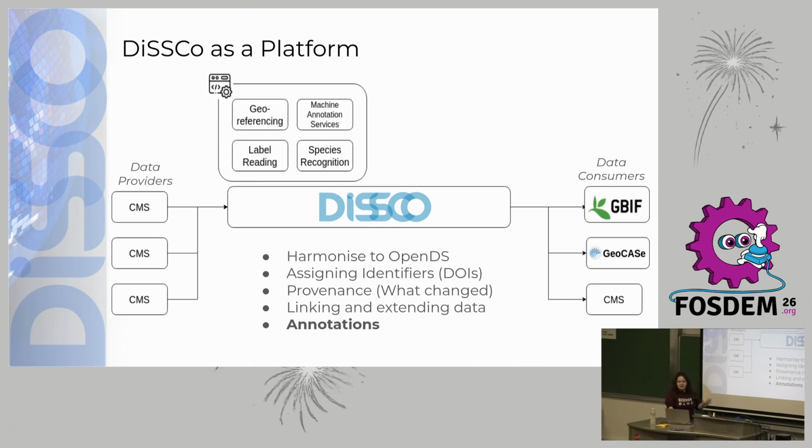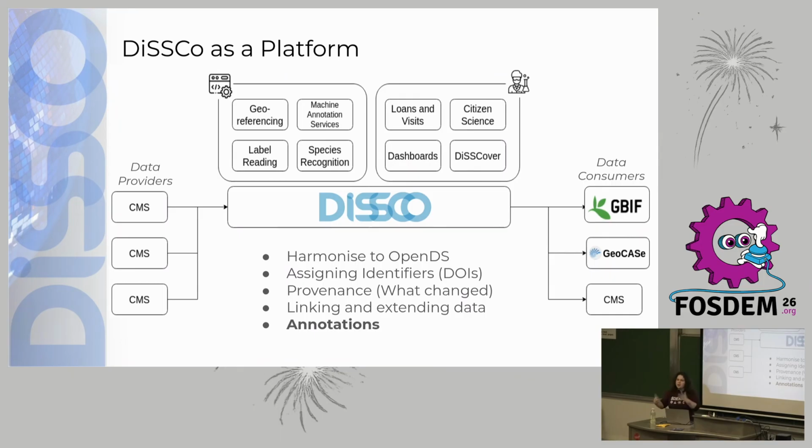And so this is the core DiSSCo platform, and on top of it, you can build services that are machine-facing. You can also build services that are human-facing. That's sort of where the distributed comes from. We develop this core data infrastructure, and then our partners are developing different services on top.